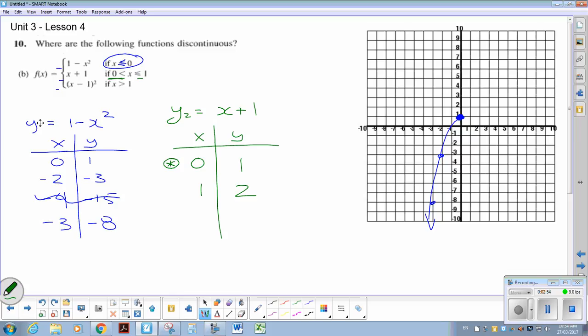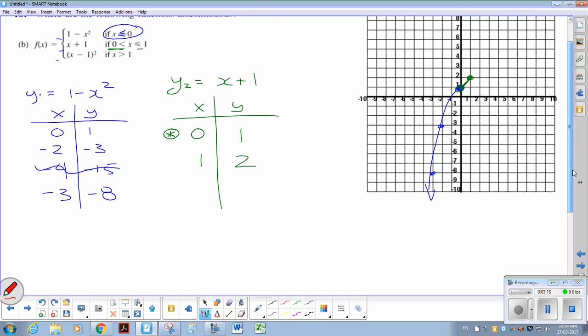So I'm going to change colors on the graph. 0, 1 is an open dot. Now, it's already a solid dot from the first one, so I'm going to put the circle on there just to emphasize it. And then 1, 2, solid dot. So I have a little green segment graph like that. I'll talk about the open dot versus solid dot in a second.